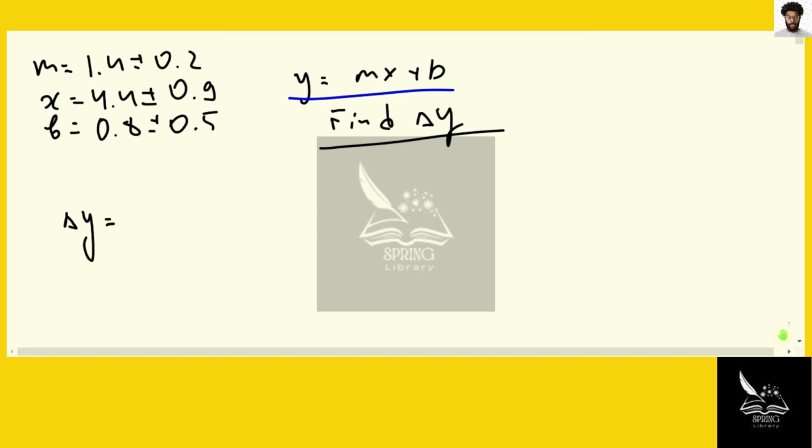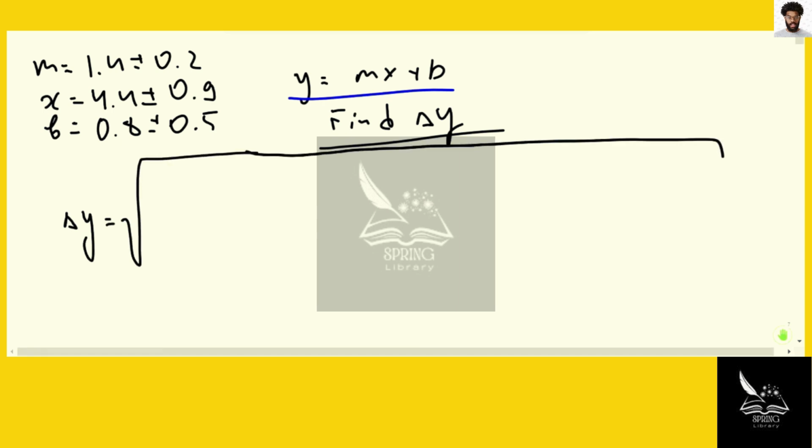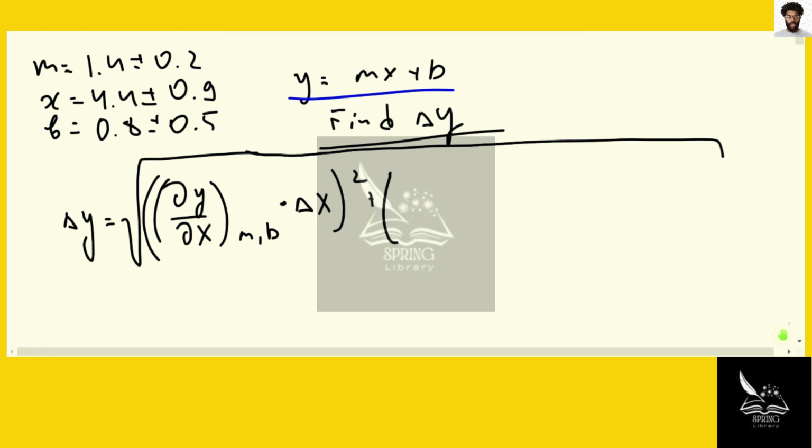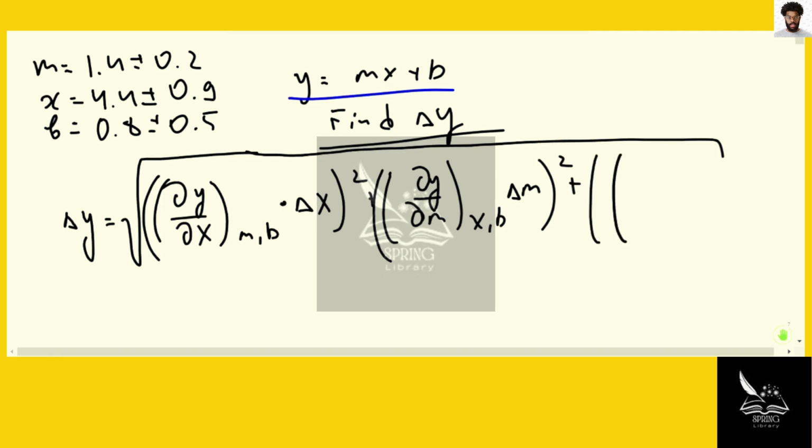It's the square root of the partial derivative of y with respect to x, when m and b are fixed, multiplied by the error in x, all squared, plus the partial derivative of y with respect to m, when x and b are fixed, multiplied by the error in m, all squared, plus the partial derivative of y with respect to b, when x and m are fixed, multiplied by the error in b, all squared. Now let's calculate these partial derivatives.